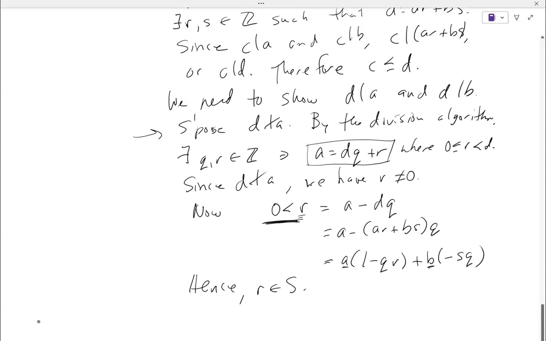But we assumed that R was greater than 0, but what else do we know for a fact that R is? What's the other condition on R? It had to be greater than or equal to 0 and less than D. And how did we pick D? How did we come up with a D to start with?